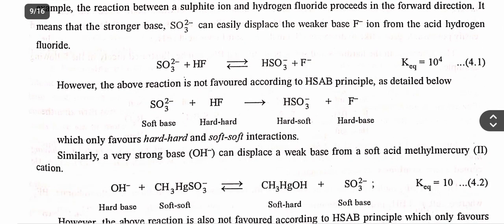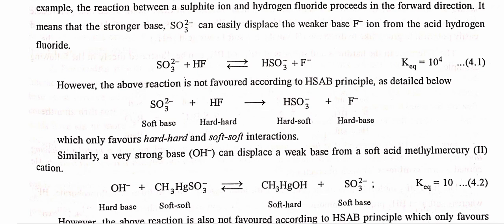However, the above reaction is not favored according to the HSAB principle, as detailed below. SO3 2- is a soft base. HF is a hard interaction complex. HSO3- is hard-soft, and F- is a hard base, which only favors hard-hard and soft-soft interactions.